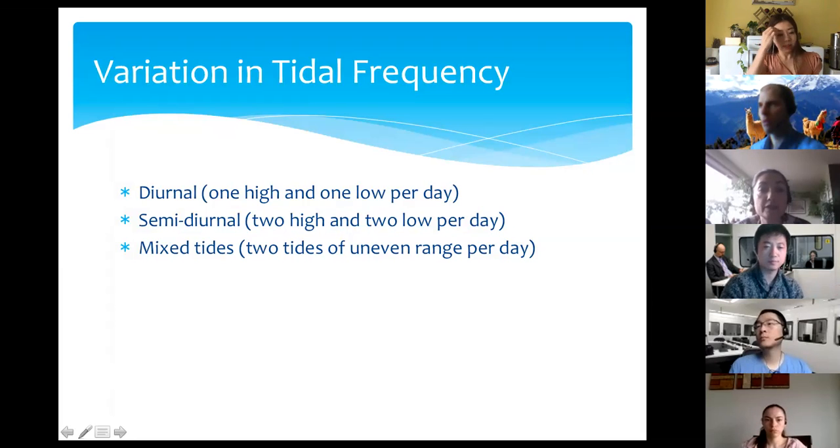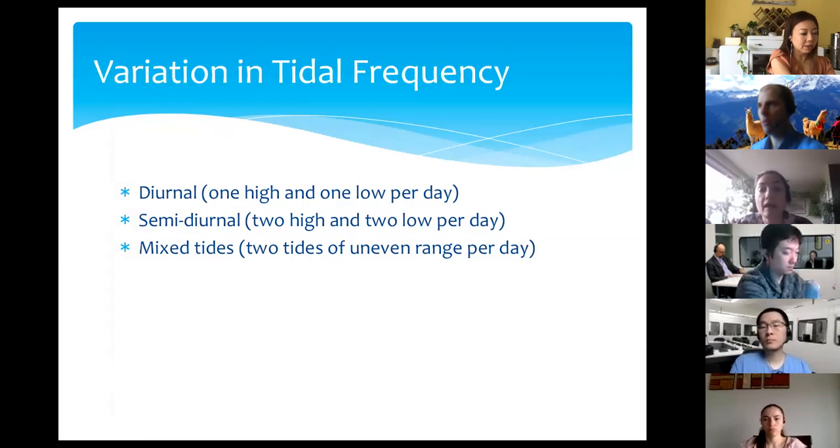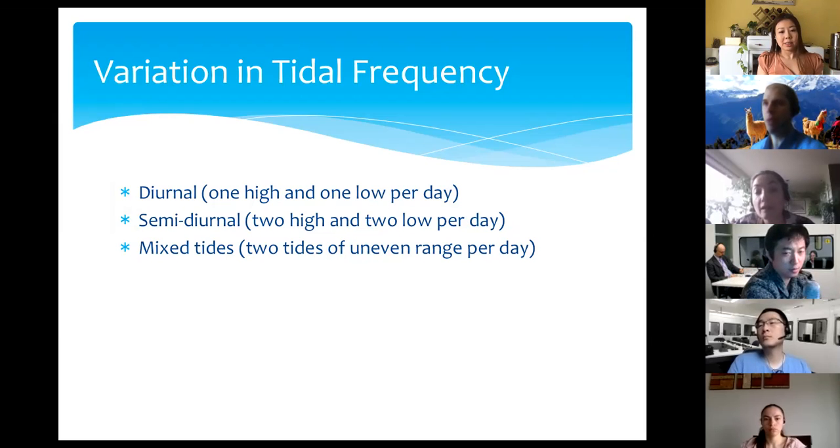Okay, so tides also differ with respect to their frequency. We can have diurnal, semi-diurnal, or mixed tides. So a diurnal tide is when you have one high and one low tide per day. Semi-diurnal when you have two high and two low per day. And then finally mixed tides when we have two tides of uneven range per day.